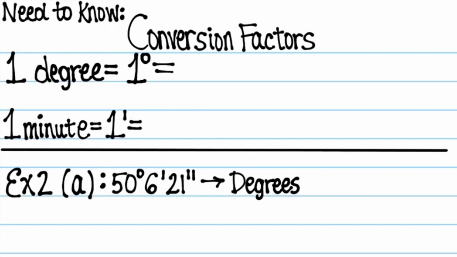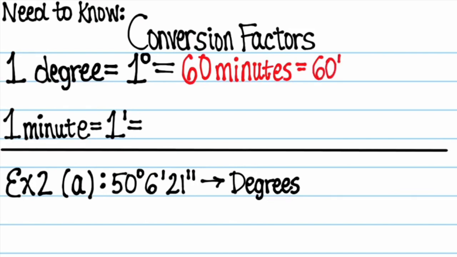1 degree with words, I would copy that down, equals 1 degree with the symbol, equals, what does 1 degree equal? 1 degree is equal to 60 minutes. Again, I'm going to write it with words and symbols. 1 minute with words equals 1 minute with the symbol equals 60 seconds, the word, and 60 seconds, the symbol.